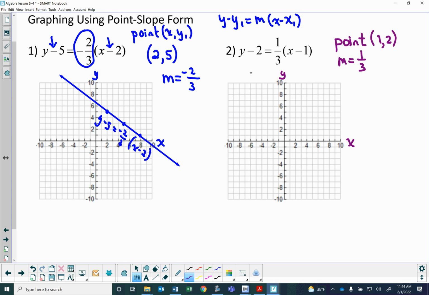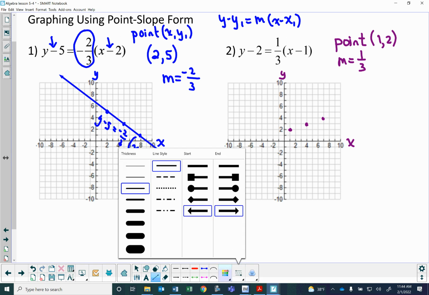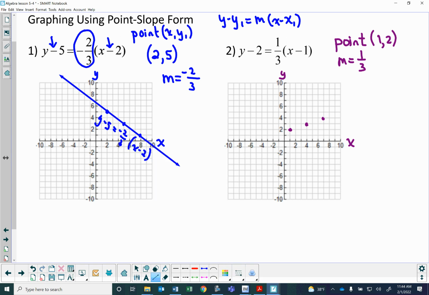So I label my x and y axis here. I'm going to take the point (1, 2) and graph it, and I'm going to use my slope. My slope is 1/3, so it's up 1, right 3. Up 1, right 3. And again, make sure you use your straight edge to draw your line, because we like to be accurate. I missed, so I'm going to have to manipulate my line a little bit so it goes through my points. There we go. And of course, I'm going to label it: y minus 2 is equal to 1/3 parentheses x minus 1.